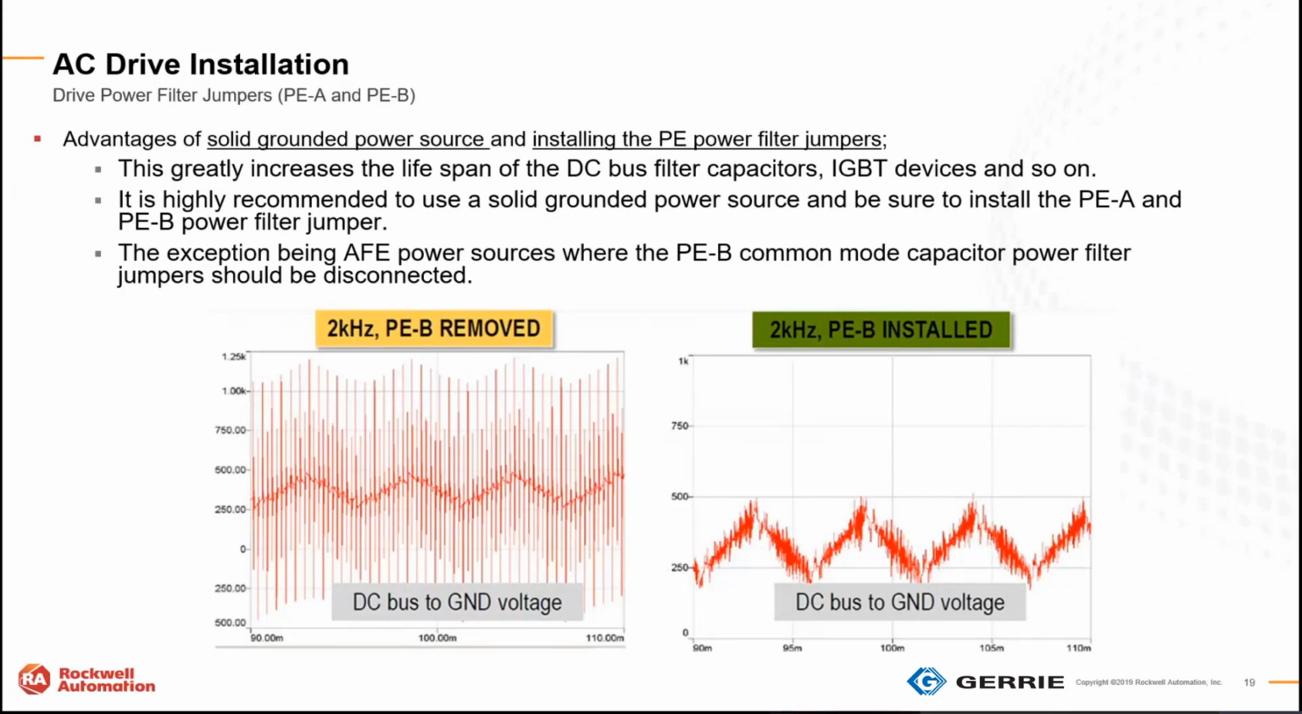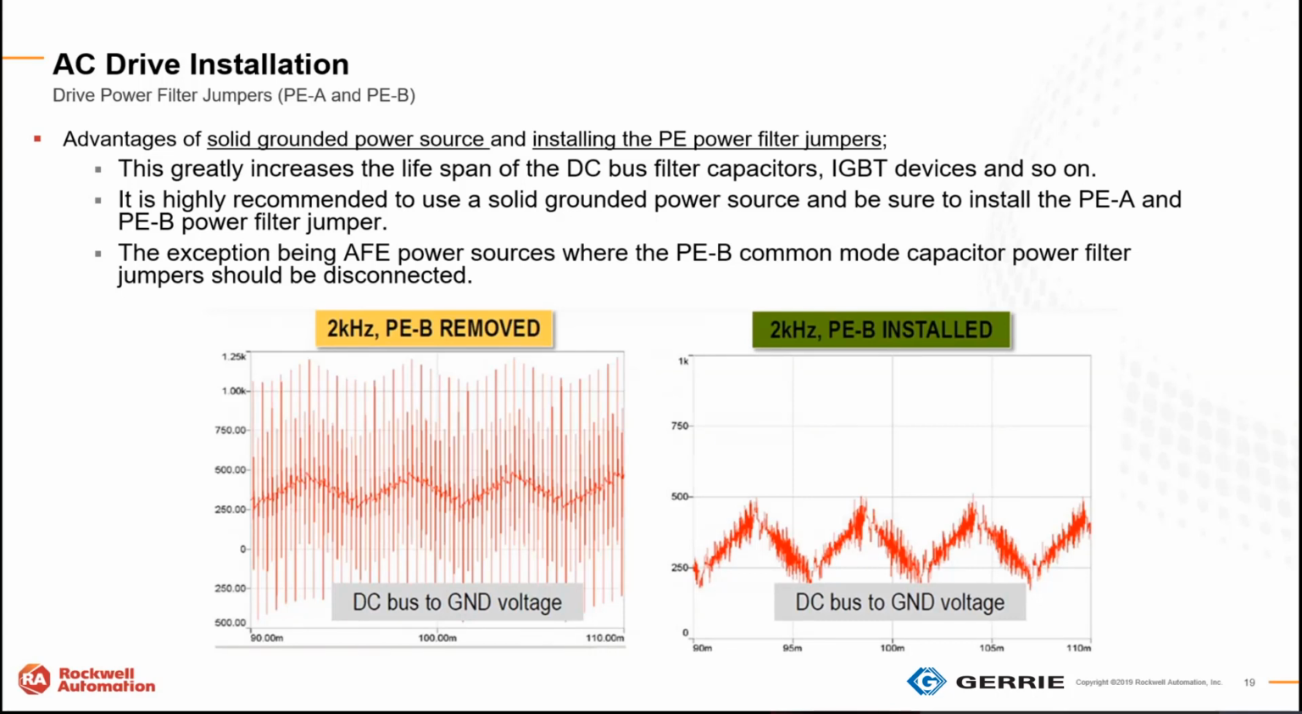What this is showing is an example of what the jumpers will do. These plots show high frequency common mode noise on the DC bus of a drive powered from a solidly grounded power source. So this is solidly grounded, and no line-to-line ground faults are present in the system. So there are no faults on a good system.